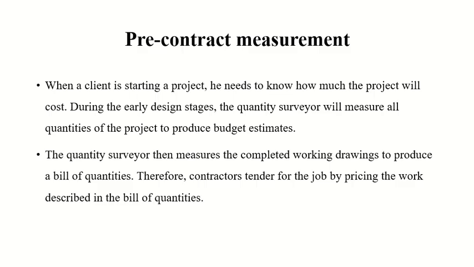Then the quantity surveyor measures the completed drawings as well. So he is basically doing it twice. This is even before the design. So there are two types of pre-contract: one is before the design, the other one is after the design. Got it? The work has not started yet, so both of them are pre-contract.